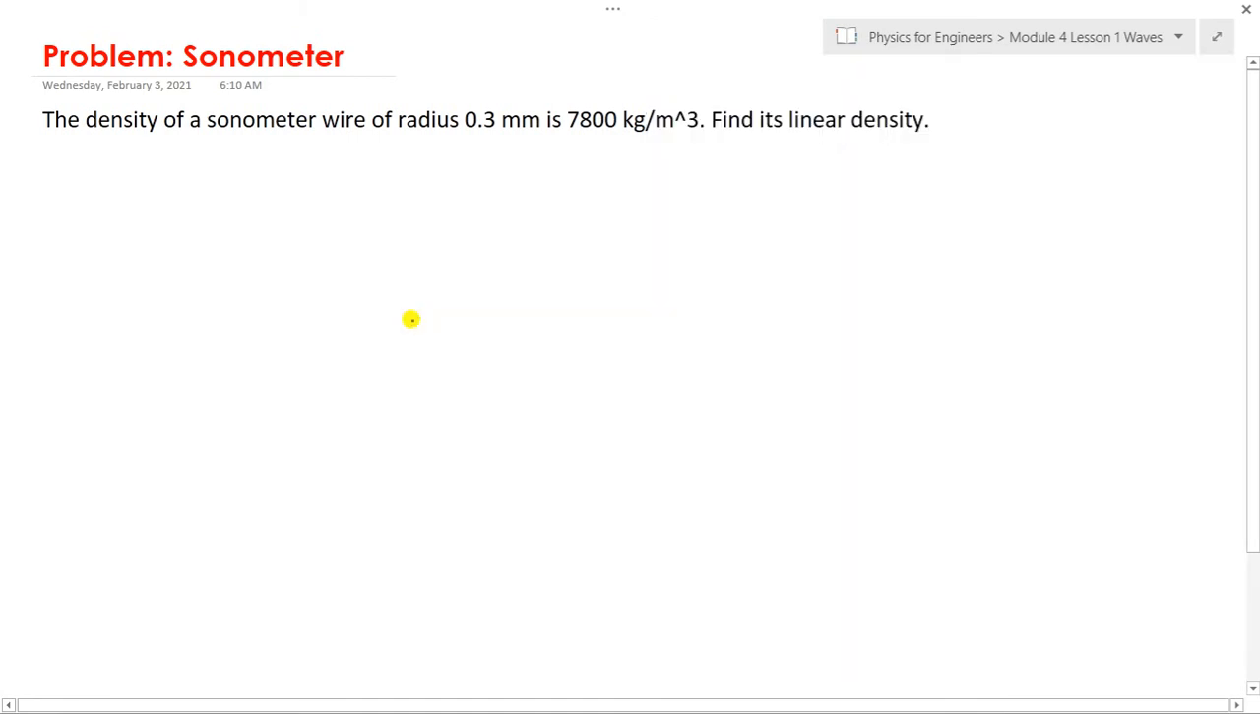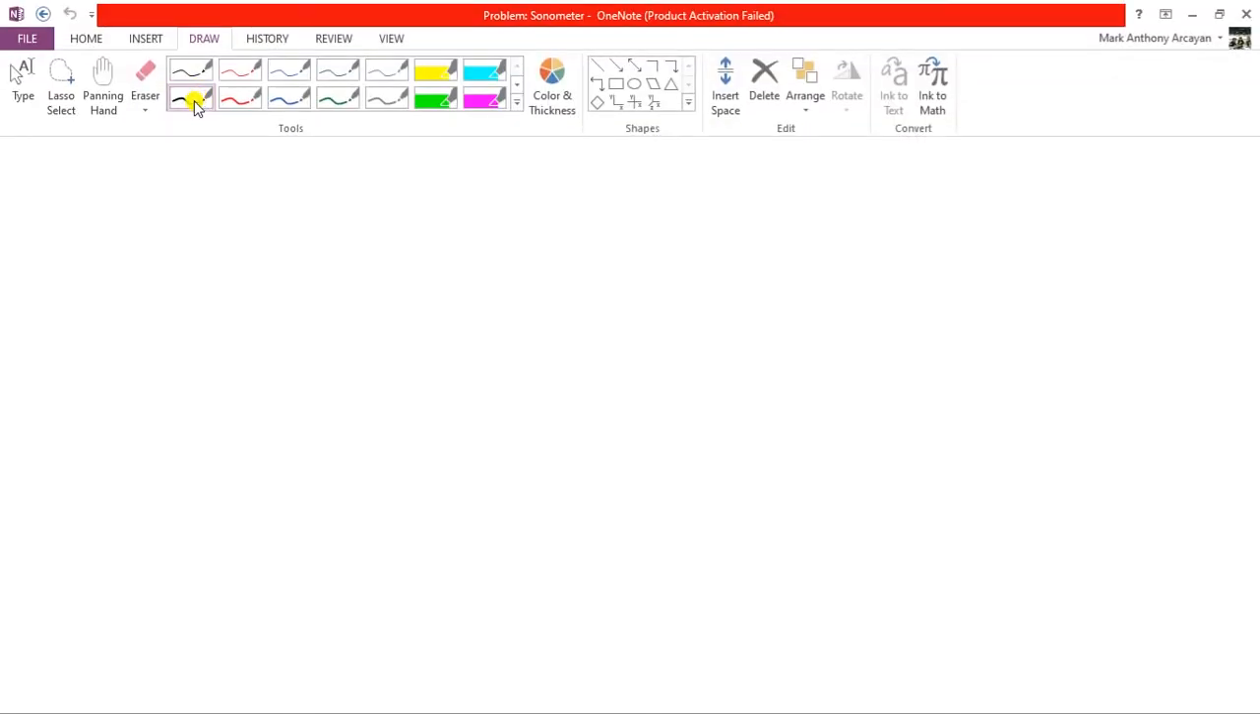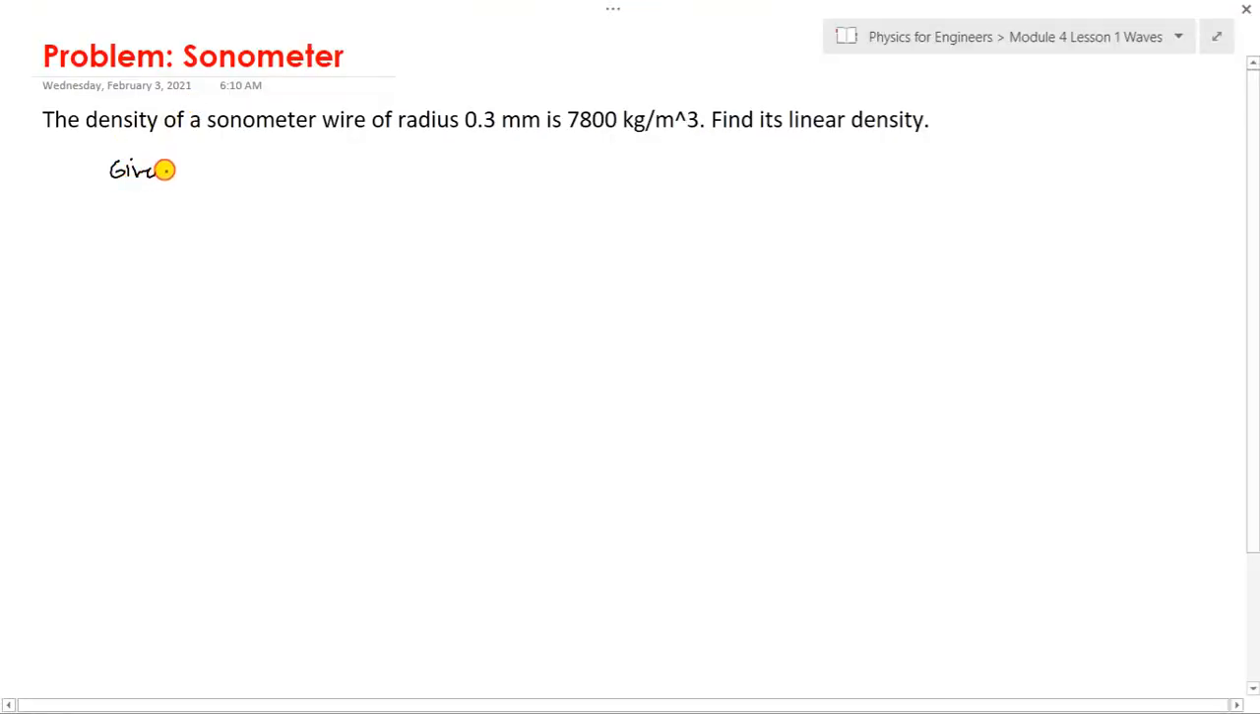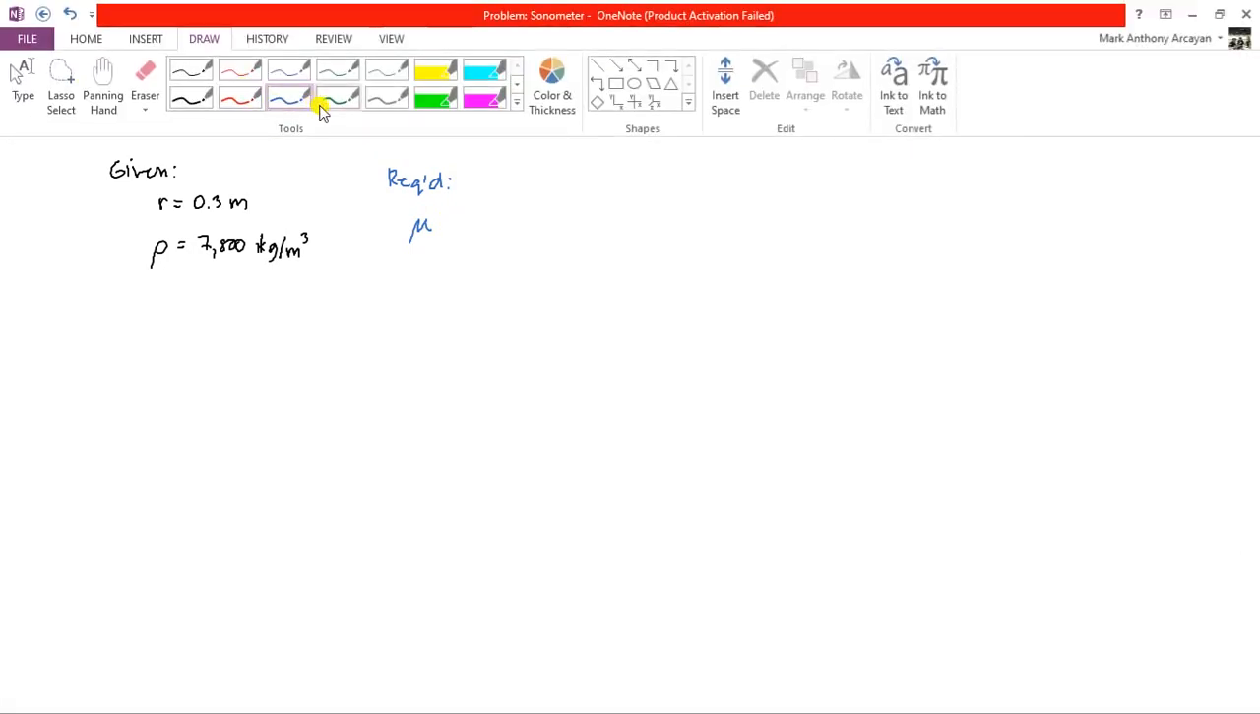We have here the density of a sonometer wire of radius 0.3 mm is 7,800 kg per cubic meter. So the given: the radius R of the wire is 0.3 mm. Its density is equal to 7,800 kilogram per cubic meter. Find its linear density. So required here is the linear density.